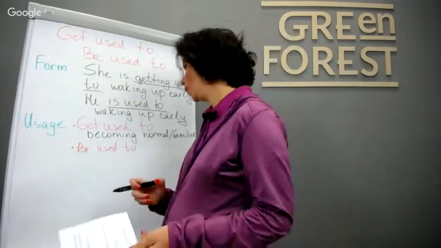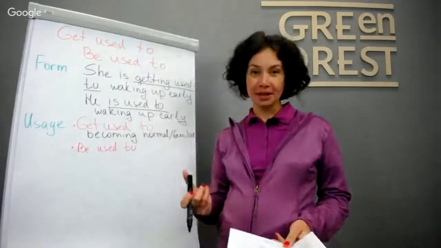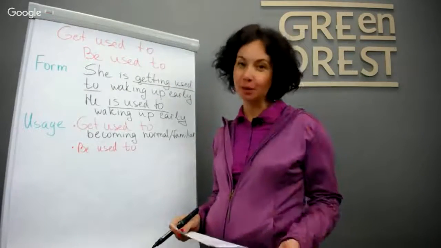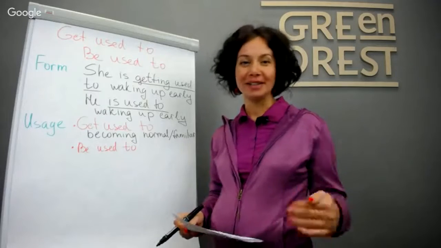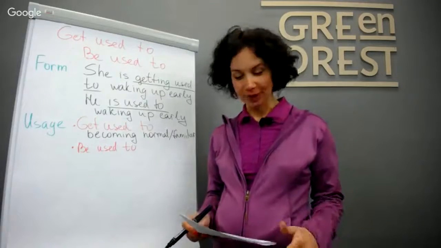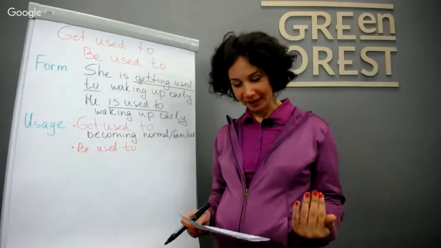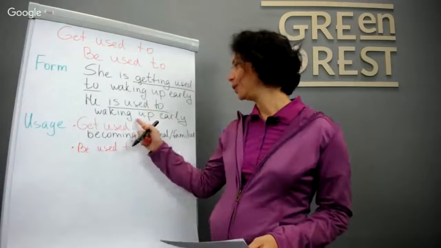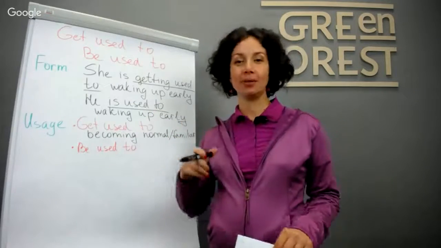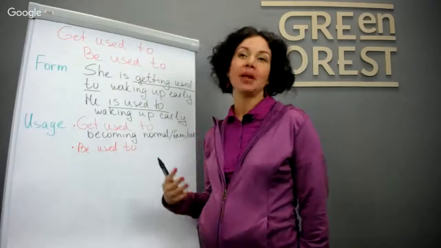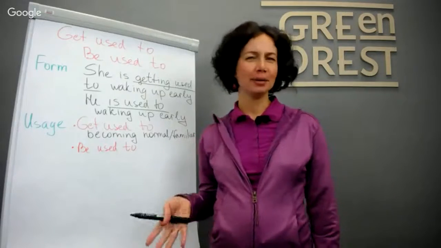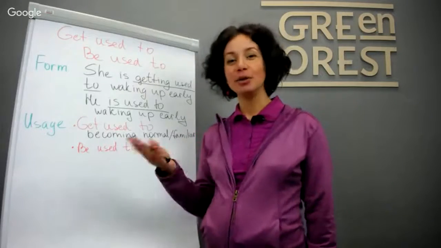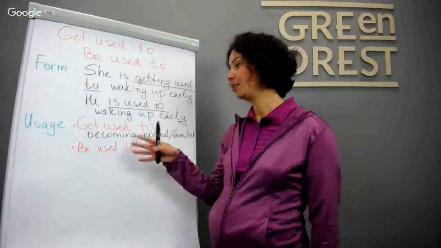Be used to is when something is already familiar for you, already normal for you, and no longer strange for you. It's all right for you. For example, he is used to waking up early. That means that for him, it's already normal. He spent, like, I don't know, 21 or 60 days to create this habit, and now he's absolutely fine with that.